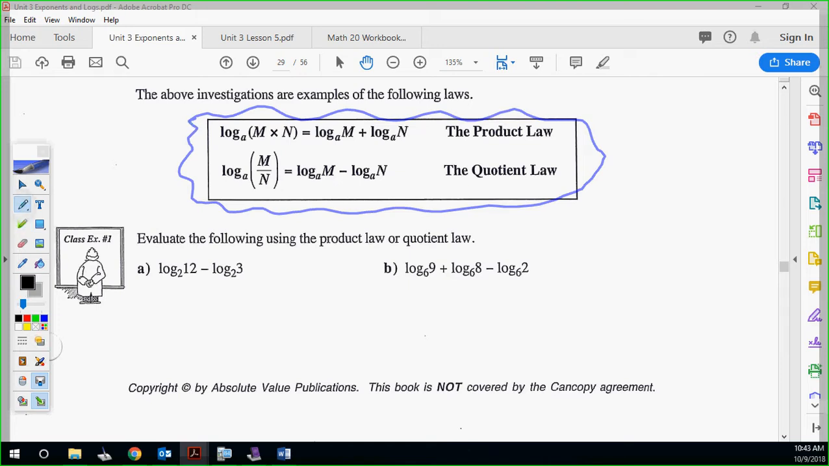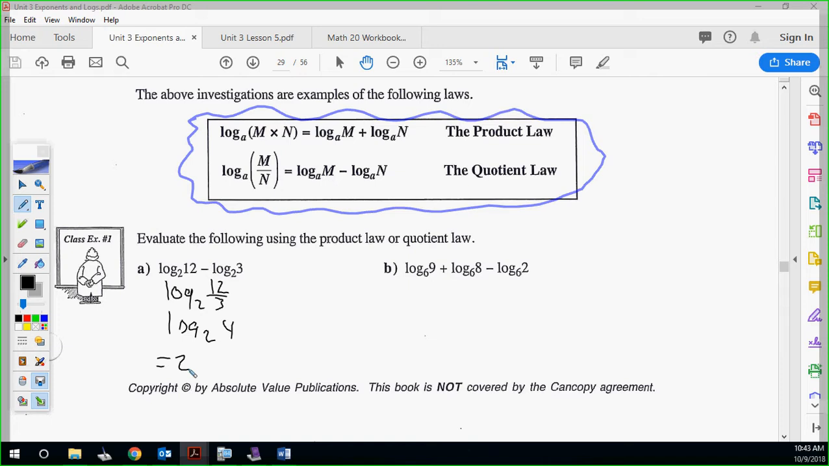Okay, so then it says, for example 1, evaluate the following, use the product law or quotient law. So what you have to get in the rhythm of doing is, I see a minus, they have the same bases, so I'm thinking quotient law, okay, division. So what I'm going to do is, I'm going to go ahead and write this essentially as a quotient. Log base 2 of 12 over 3. Now that's helpful because we know what 12 over 3 is. What's 12 over 3? 4. Yeah, so we're going to write it log base 2 of 4. And so then everybody in this room knows 2 to what power is 4? 2, so your answer is 2.